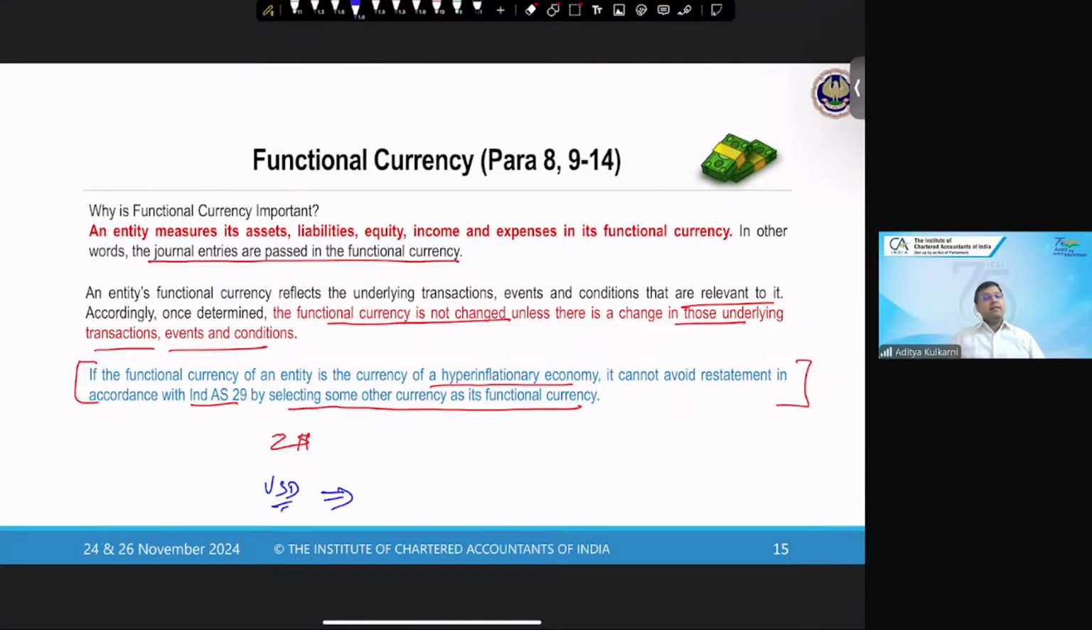The standard tells you cannot do that. Your functional currency is Zimbabwean dollar. You have to do the restatement every single time you are doing your reporting. Are we okay with this? Yes? Yes, sir. It cannot avoid restatement. Okay.